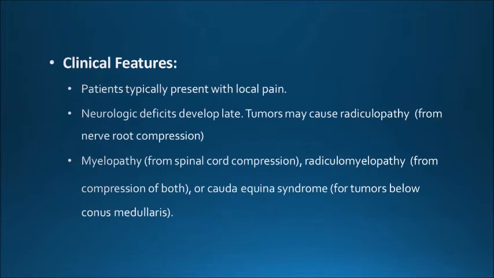So the clinical features of these schwannomas or dumbbell-shaped tumors: they typically present with local pain, and then there can be extension of the radicular pain as well, and the neurological deficit usually develops late in these cases. In cases of severe cord compression or intramedullary extension, we can also have myelopathy as well, or in cases of cauda equina syndrome. Whenever you talk or listen about the cauda equina syndrome, you must know that the cauda equina syndrome is actually a neurosurgical emergency.